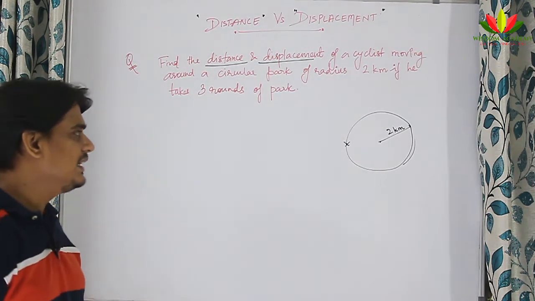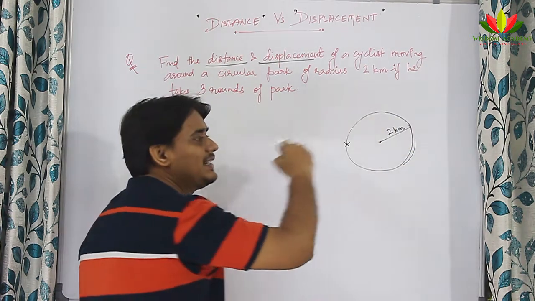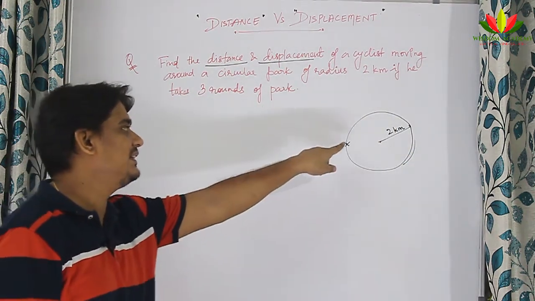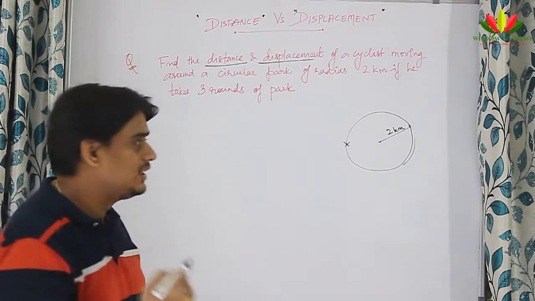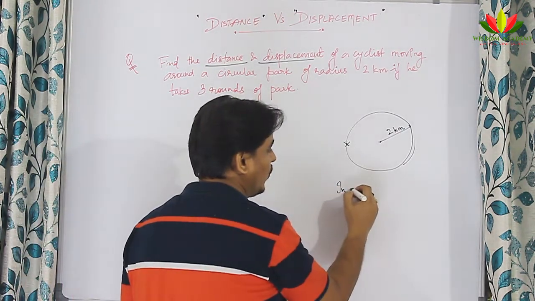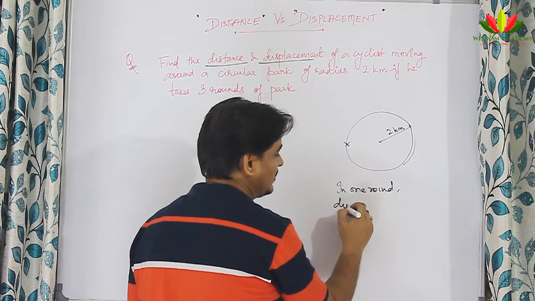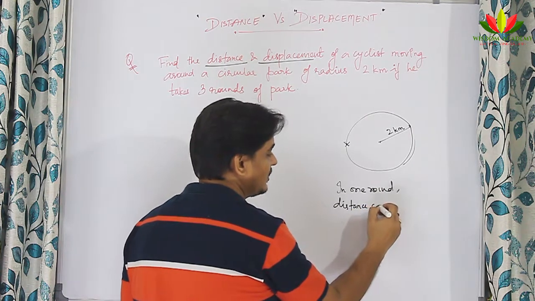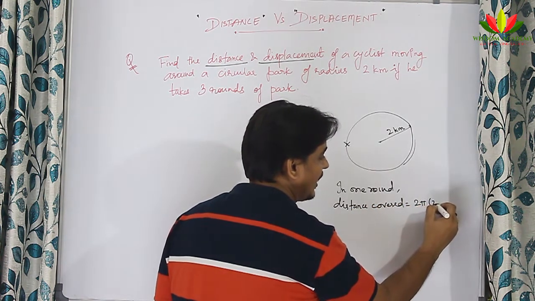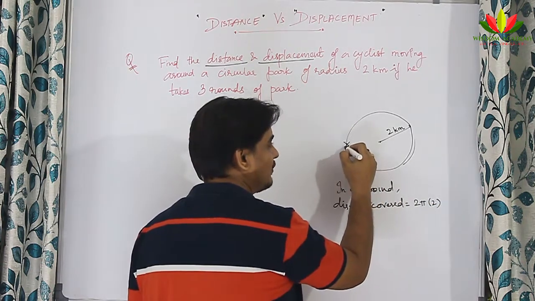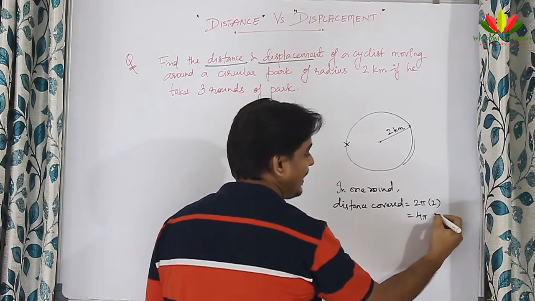So let us see. We know that if the cyclist takes 1 complete revolution around the park, then that will be the circumference of the park, isn't it? So in 1 round, what is the distance covered? Distance covered will be equal to 2 pi r. r is 2 kilometers. Starting from here and completing 1 round here, it will be 4 pi kilometer.